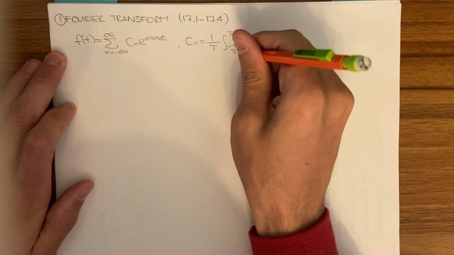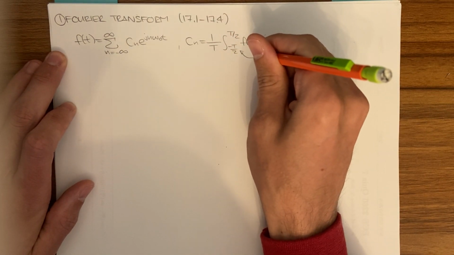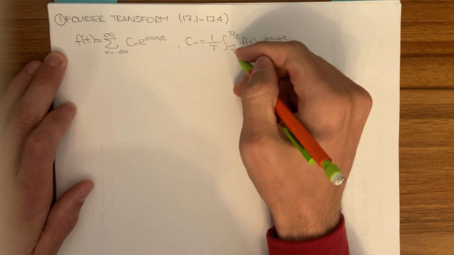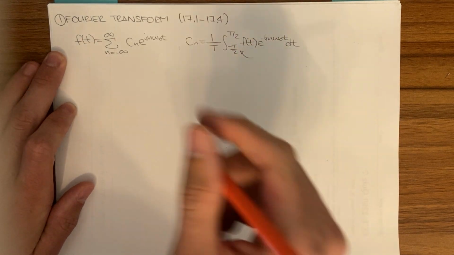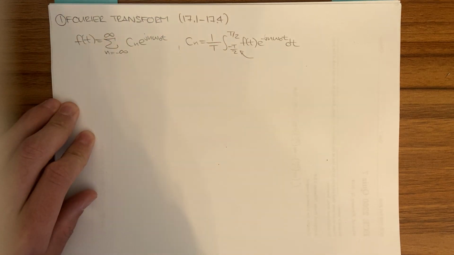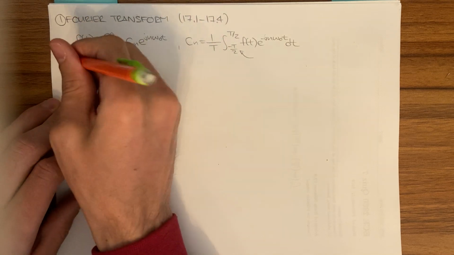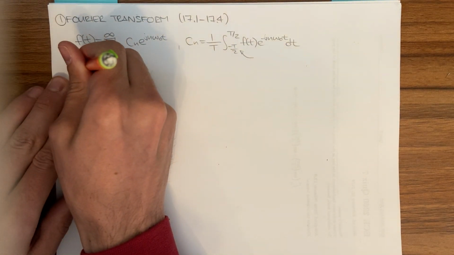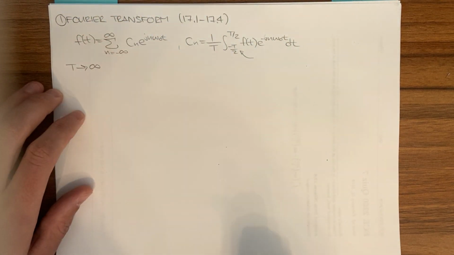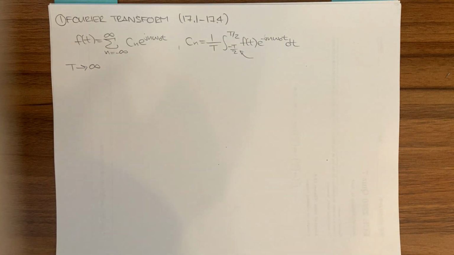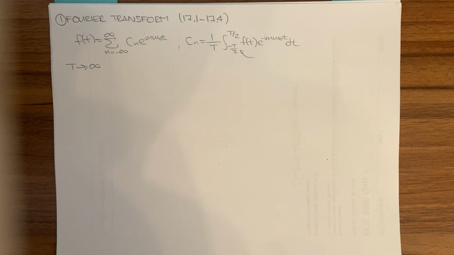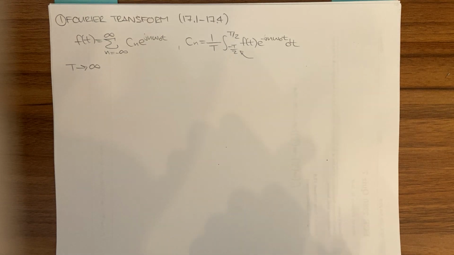Now obviously you see how I set the limit of the integration. This assumes we want to go from negative T halves to positive T halves. Now we can manipulate this a bit. What we're going to do is let the period go to infinity. When we did Fourier series, we always assumed that the function was periodic, right? So what we're doing now is we're going to push out the period all the way to infinity.